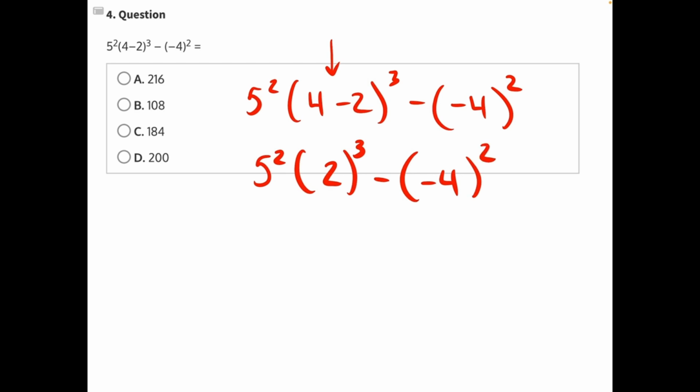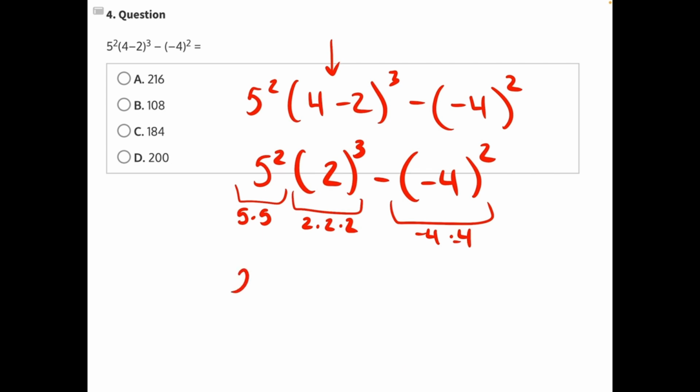4 squared. The next step in PEMDAS would be E for exponents, so we have 3 sets of exponents to resolve. 5 squared is 5 times 5, 2 cubed is 2 times 2 times 2, and negative 4 squared is negative 4 times negative 4.